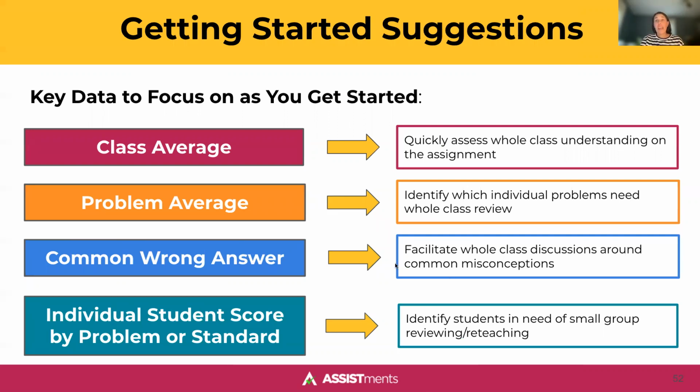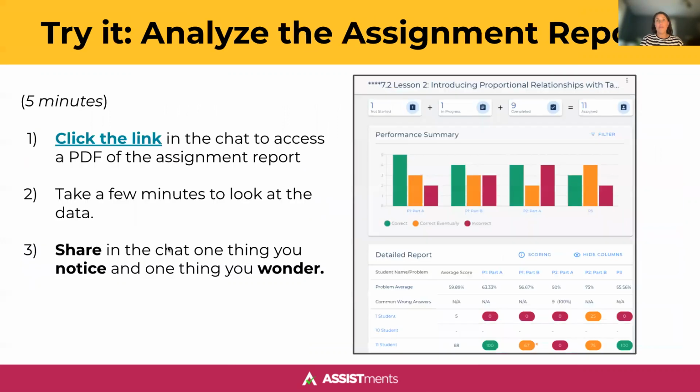The common wrong answers on the report will help you facilitate whole class discussions around common misconceptions. I really like doing my favorite no activities in my classroom using the common wrong answers. And then the individual student score by problem or standard is going to help teachers identify students who are going to be in need of small group reviewing or reteaching.